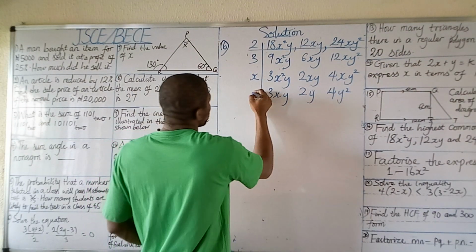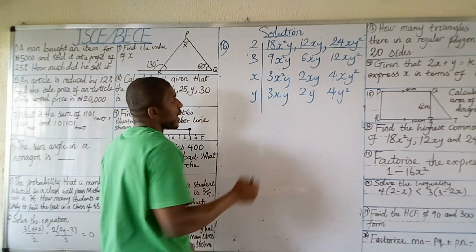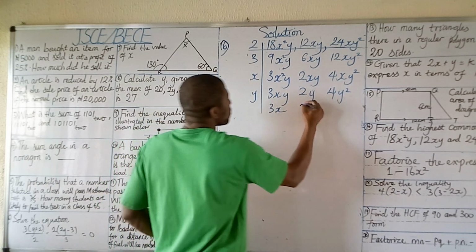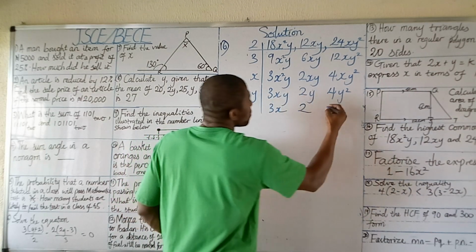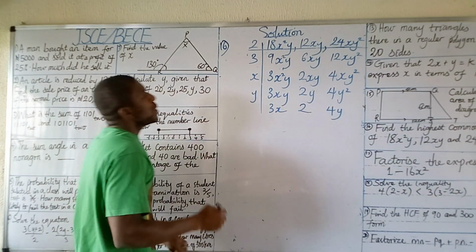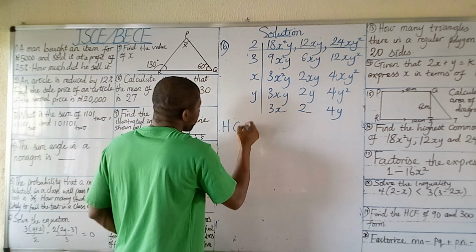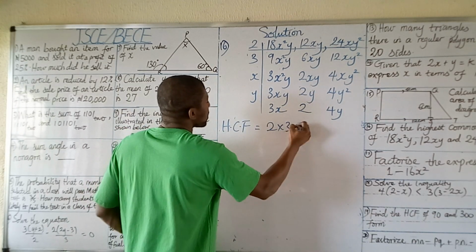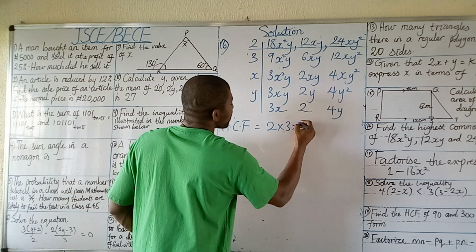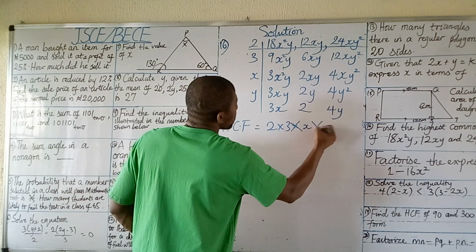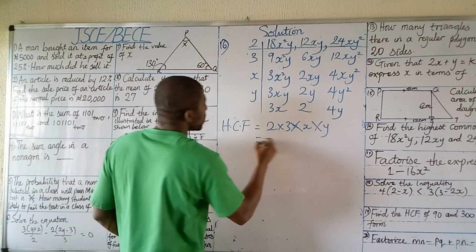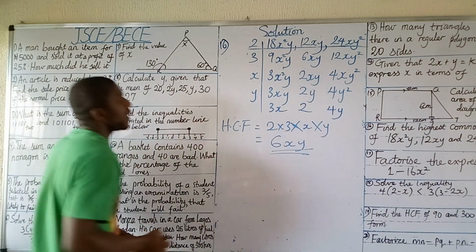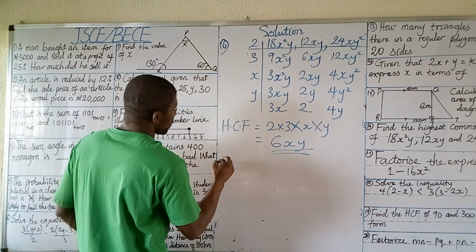Next in line is y. y goes in 3xy to give 3x. y goes here and gives only 2. y divides this to give 4y. So my HCF now becomes 2 times 3 times x times y, which is 6xy. That is the HCF of question 16.